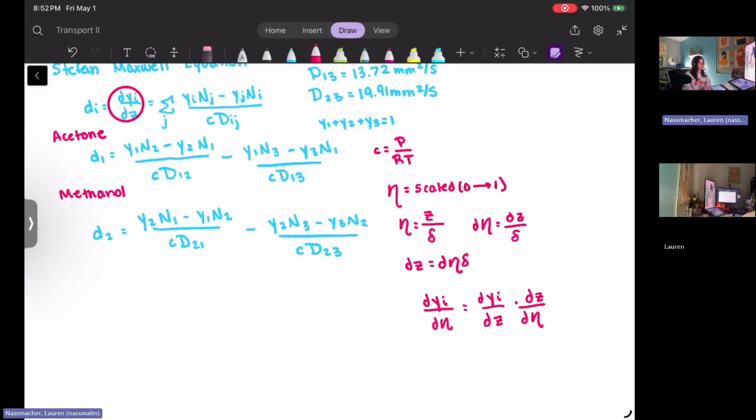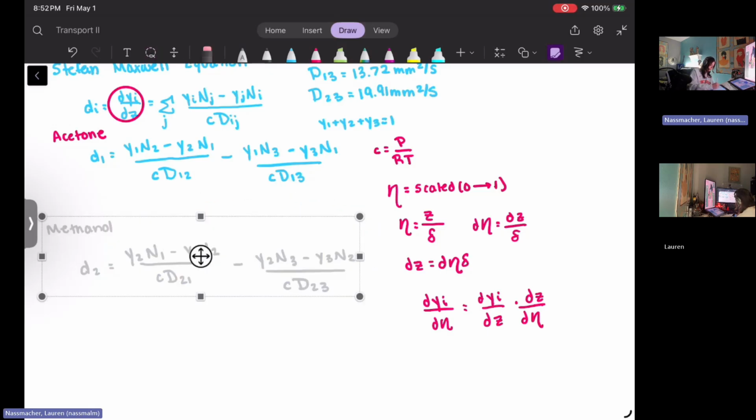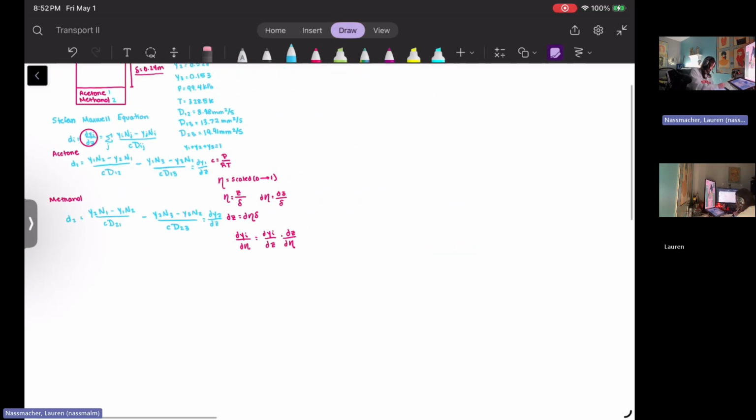Let's use that identity and substitute it into our Stefan-Maxwell equations. You should understand that these equations that we just derived for methanol and acetone are also equal to the change in their molar fraction, so this would be the molar fraction of 2 divided by the change in distance, and this one would be the molar fraction of 1 divided by their change in distance. So I'm going to take it over these equations over here to create some more room for us.